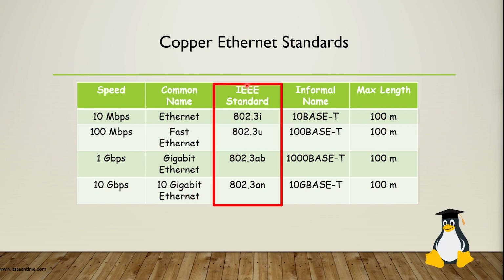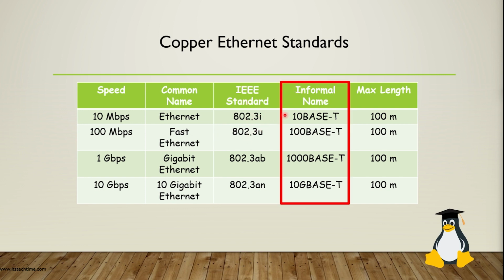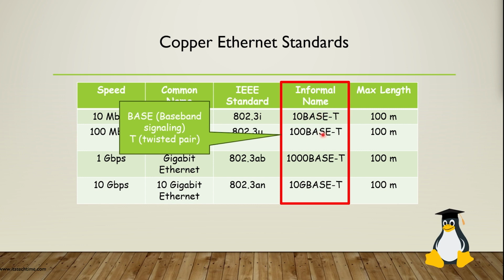Now here's the official IEEE standard associated with the cable. You probably won't use these very often when talking to other technicians when working, but it's important to know them for the CCNA exam. Next, I have the informal name that you'll often hear them referred to. For example, the 10BASE-T, 100BASE-T, 1000BASE-T, and 10GBASE-T. The number refers to the speed. The BASE-T refers to baseband signaling twisted pair, meaning they are copper Ethernet cables.